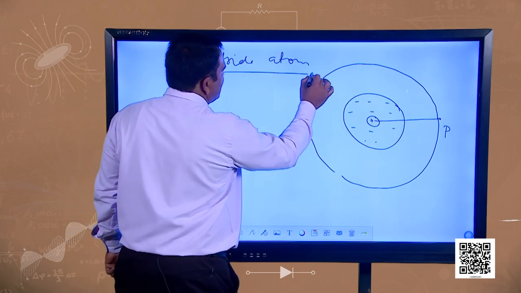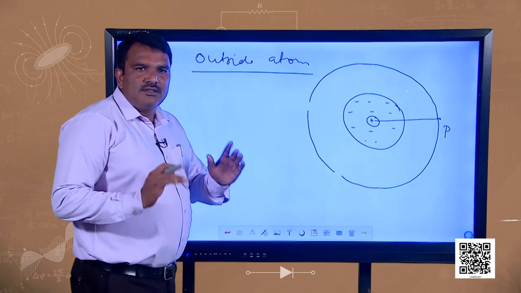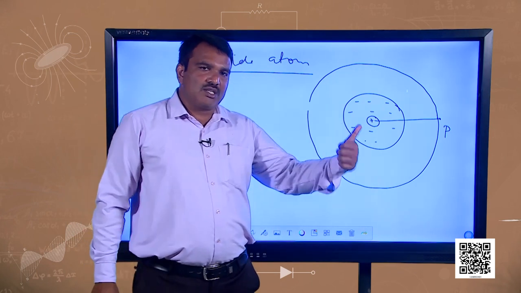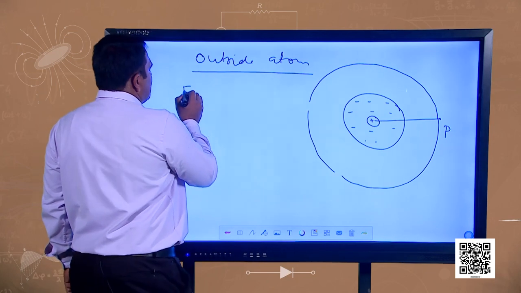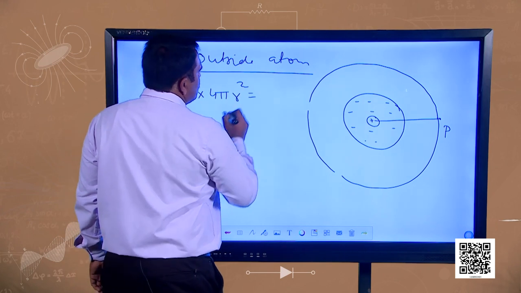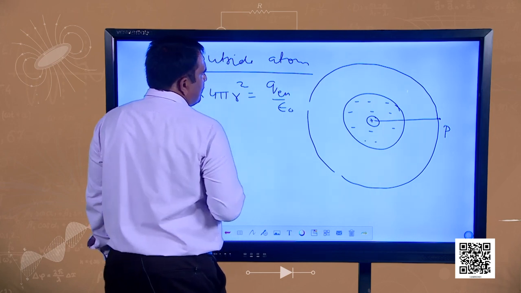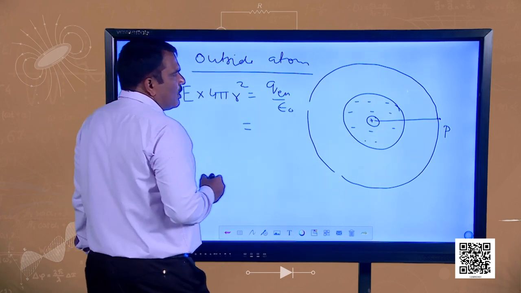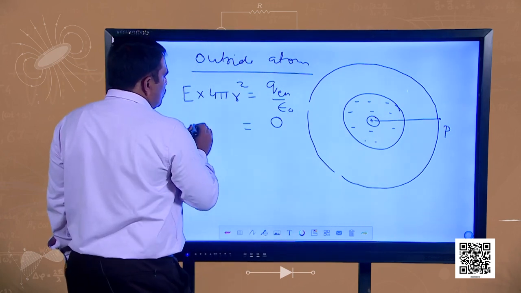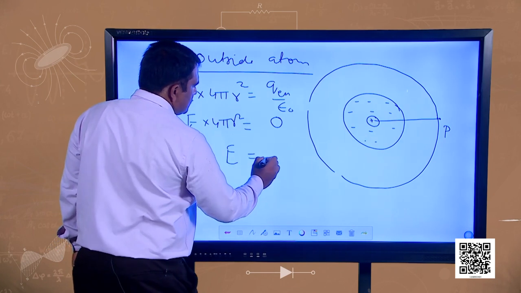Again you can find the electric flux through this Gaussian surface in two ways: number one, by using the general formula, and then by using Gauss's law. The electric flux using the general formula comes out to be E into 4 pi r square, and using Gauss's law, electric flux is charge enclosed divided by epsilon naught. Because in this case the charge enclosed is zero, since the atom is electrically neutral, the electric field outside the atom is zero.